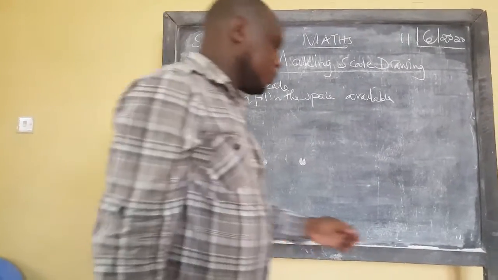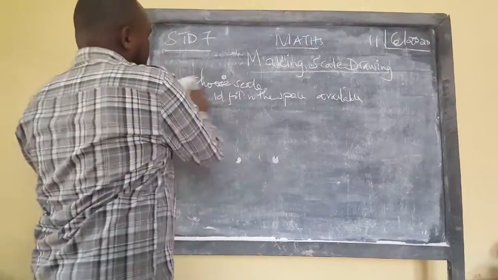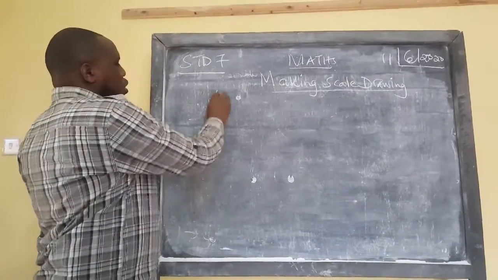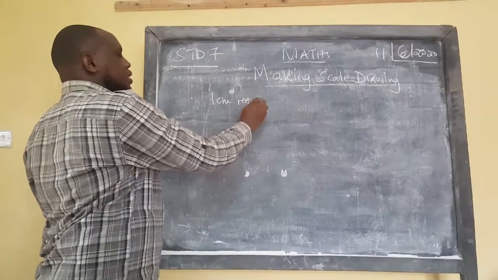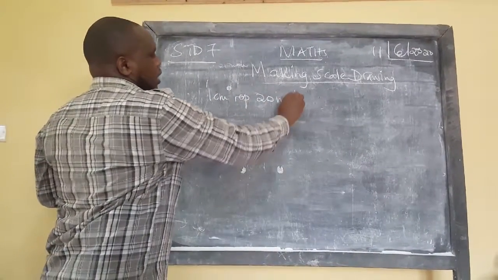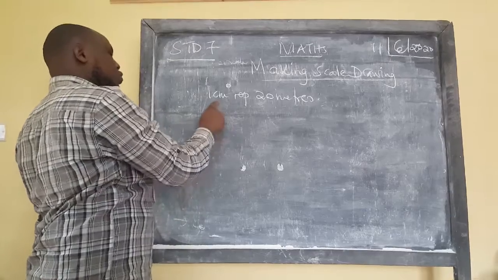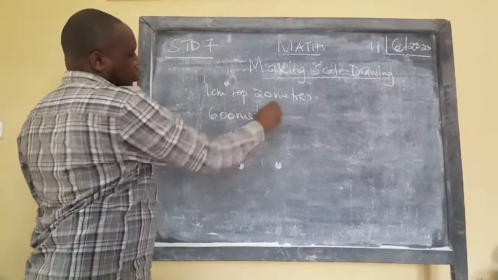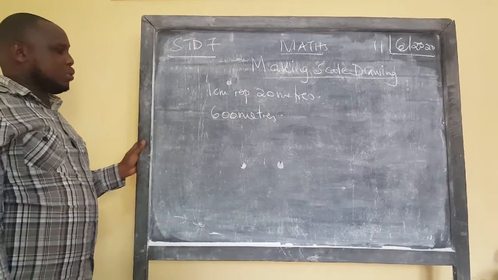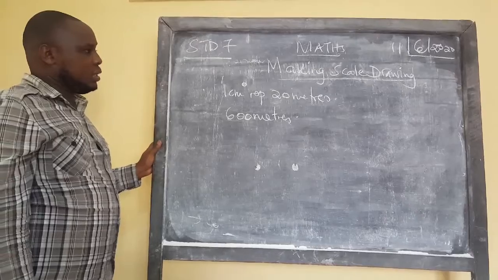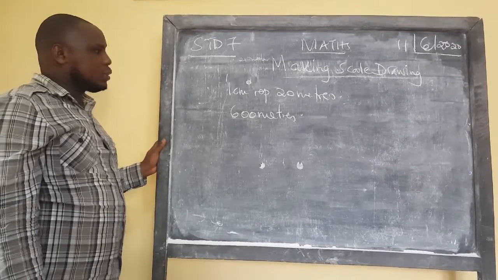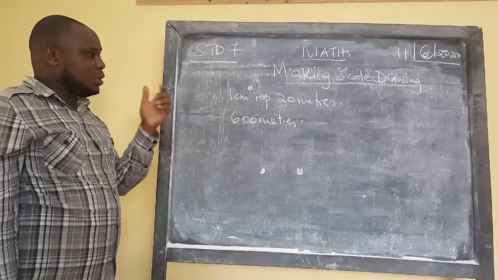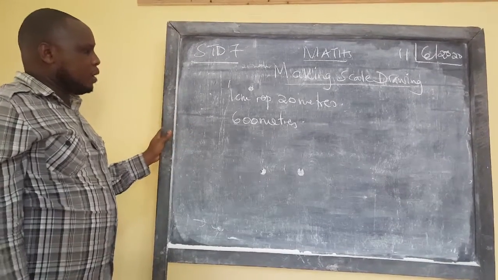For example, if you are given some measurements to draw, and you choose a scale, 1 centimeter represents 20 meters, and you want to represent this using 600 meters. I want to show you how the scale is supposed to be one that can fit the space that we are given, because looking at our books, they are small. They can only fit a certain type of scale.